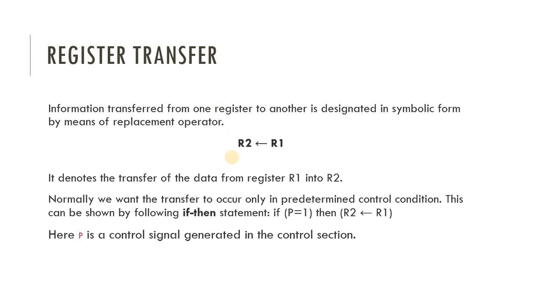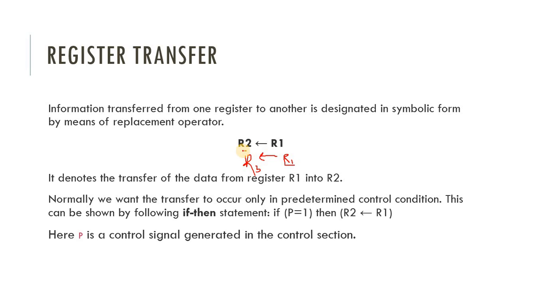So how can we remember this? Here this is one arrow. So this arrow points to the register the data is being transferred to, register 2. Suppose it is written like R3 and R1, with the arrow like this. So we can say that the data is transferred from register R1 to register R3. Okay, so now I hope you are clear.